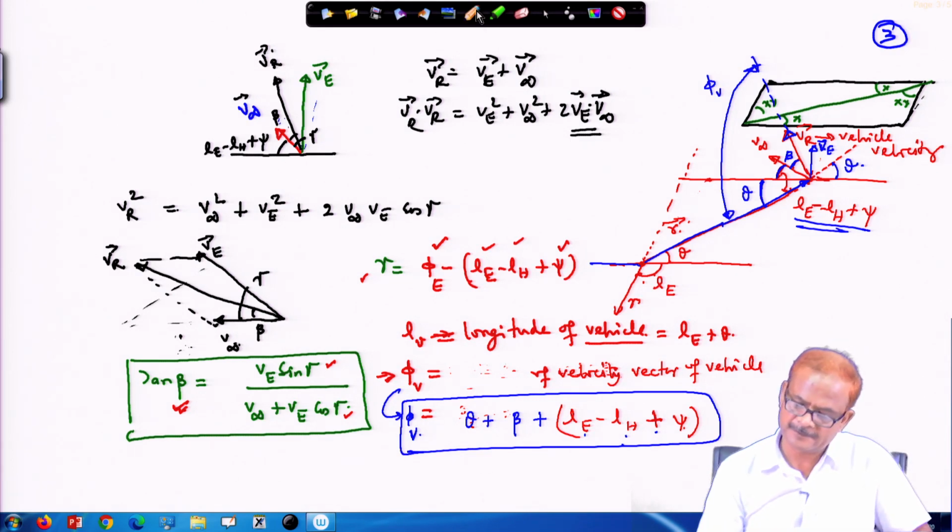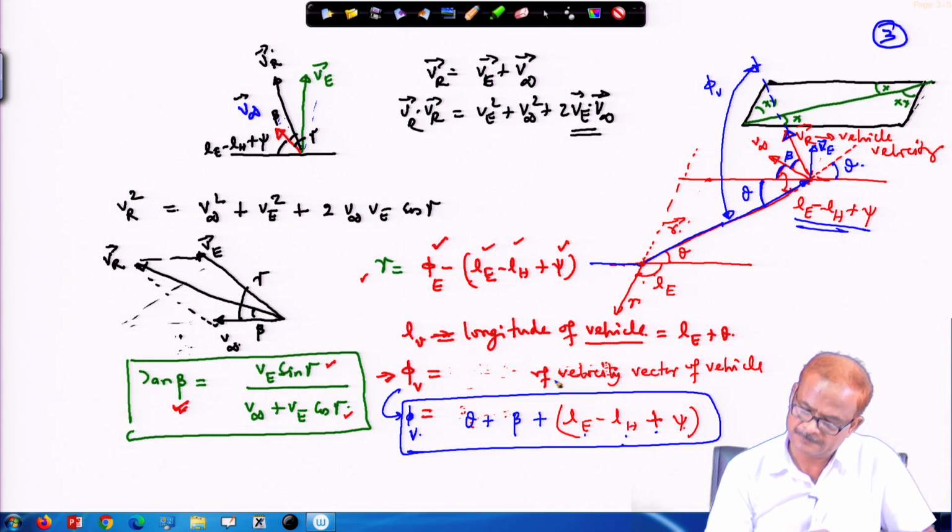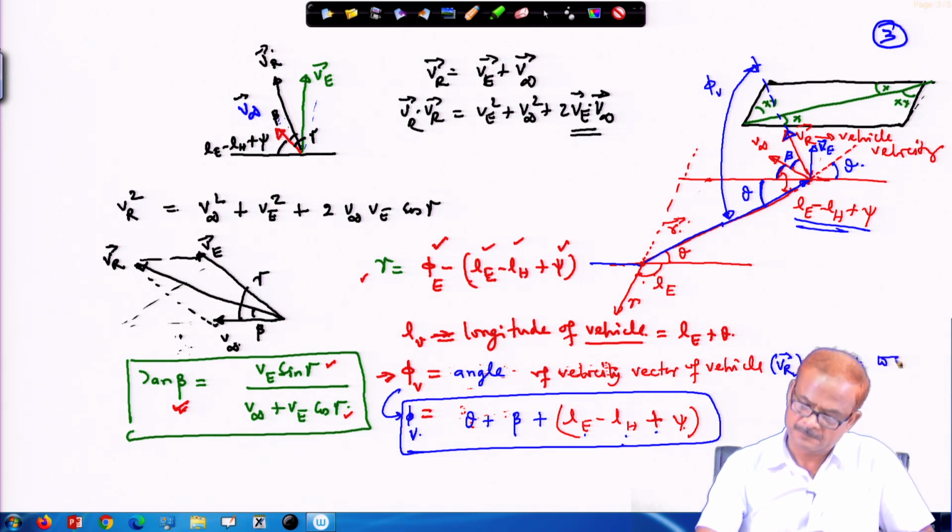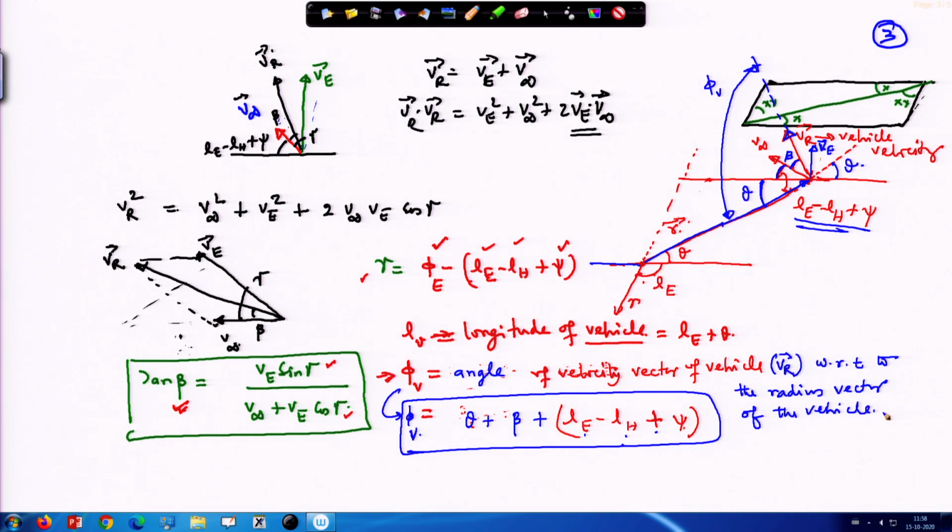Okay, so that won't be a correct term. So, I will change this to phi v, the angle of the velocity vector of the vehicle, which is V r, with respect to the radius vector of the vehicle from the sun to the vehicle. So, this is again with respect to the sun.